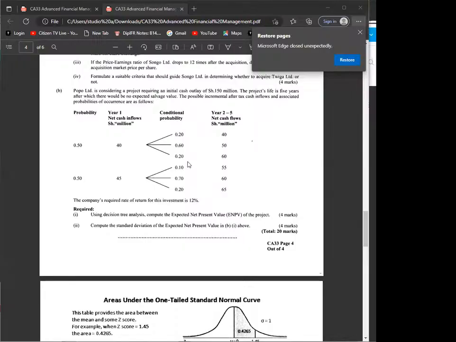So we are told here Popo Limited is considering a project requiring an initial cash outlay of shillings 150 million. The project's life is 5 years, after which there would be no expected salvage value. The possible incremental after-tax cash inflows and the associated probabilities of occurrence are given here. Probability for year 1 was given to us in a very nice way. Conditional probabilities are given here.